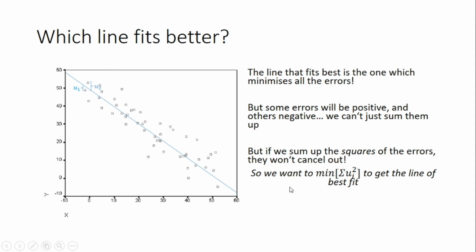So what we're essentially trying to do when finding the line of best fit is minimizing the sum of squared errors. This is all this expression is saying down here. If we minimize the sum of squared errors, we will find the line of best fit.